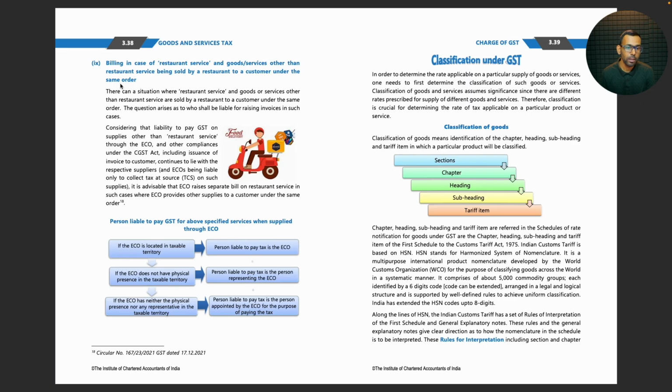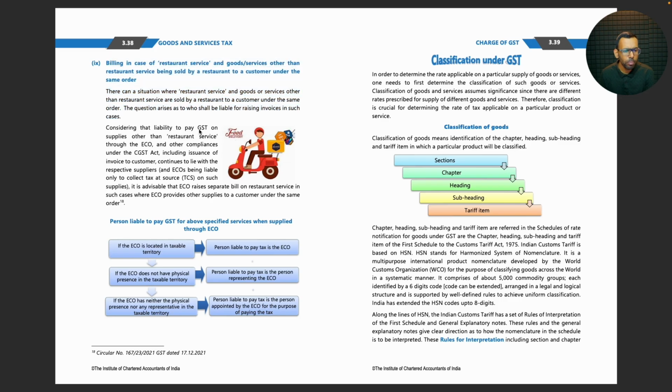to a customer under the same order. There can be a situation where restaurant service and goods or services other than restaurant service are sold by a restaurant to a customer under the same order. The question arises as to who shall be liable for raising invoices in such cases. Actually, they could have done a better job by giving an example.